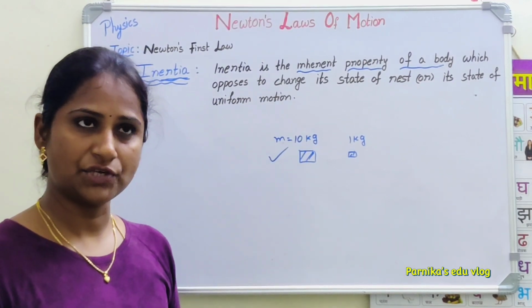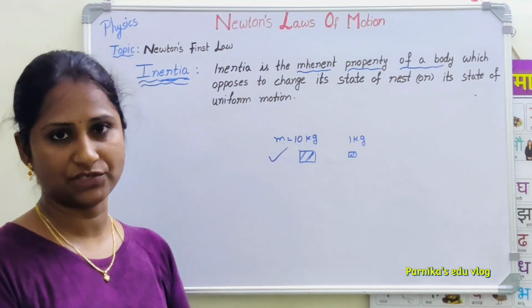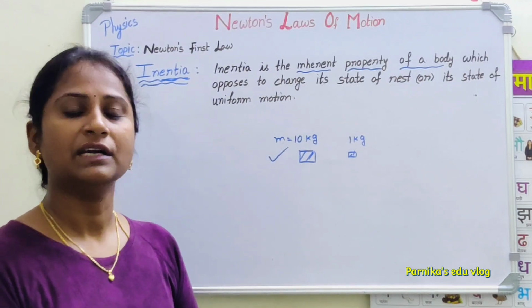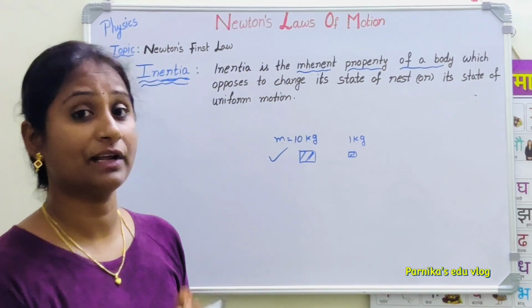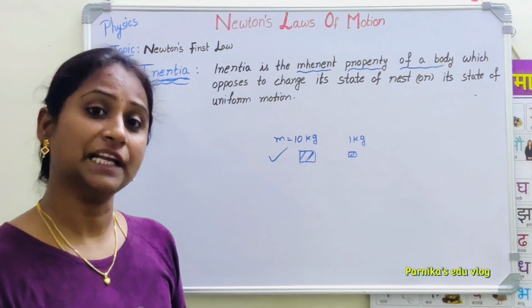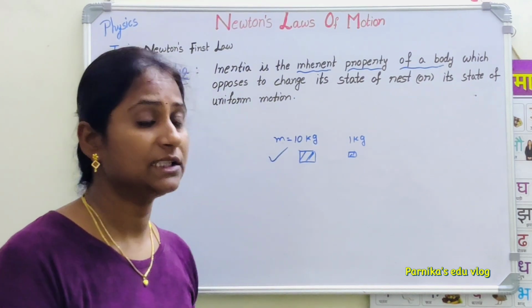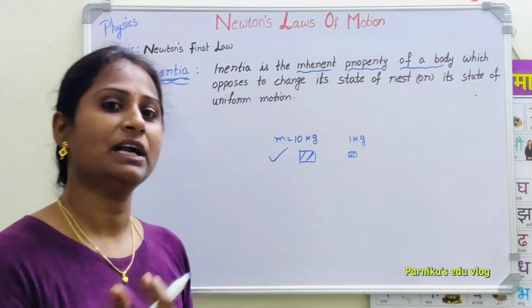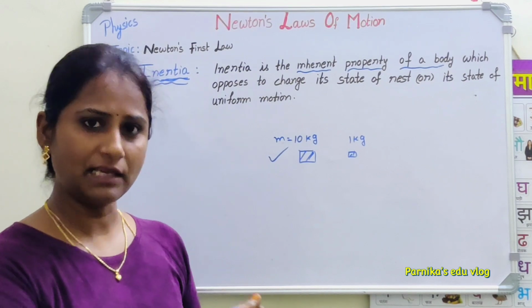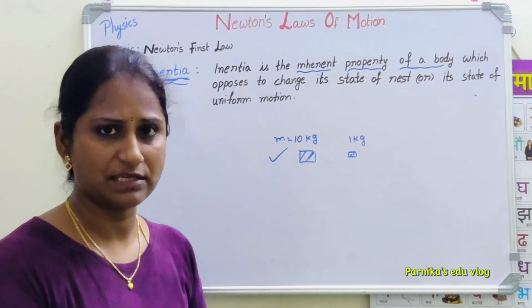See, in inertia we have three types. The first one is inertia of rest. The second one is inertia of motion. And the third one is inertia of direction. Let's discuss these three with some examples.